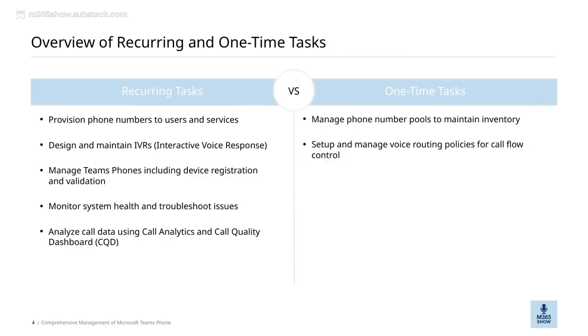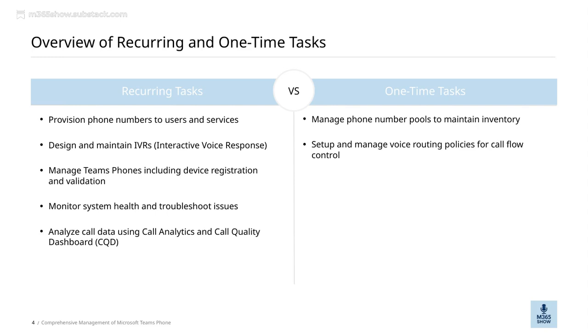In this slide, we're taking a closer look at the different types of tasks involved in managing Microsoft Teams Phone. First, let's talk about the comprehensive management aspect. This includes managing phone number pools to keep our inventory organized and up to date, which is essential for efficient call routing and resource allocation. We also set up and manage voice routing policies to control how calls flow within the organization, ensuring they reach the right destinations smoothly.